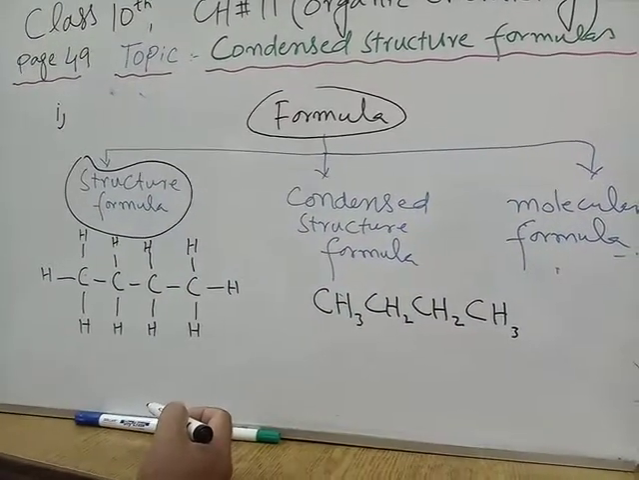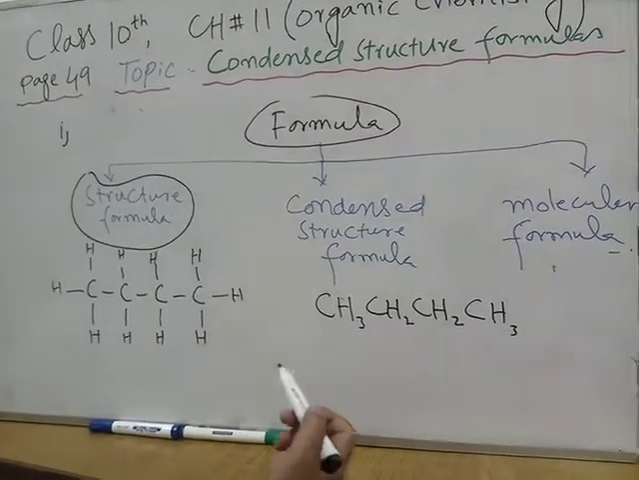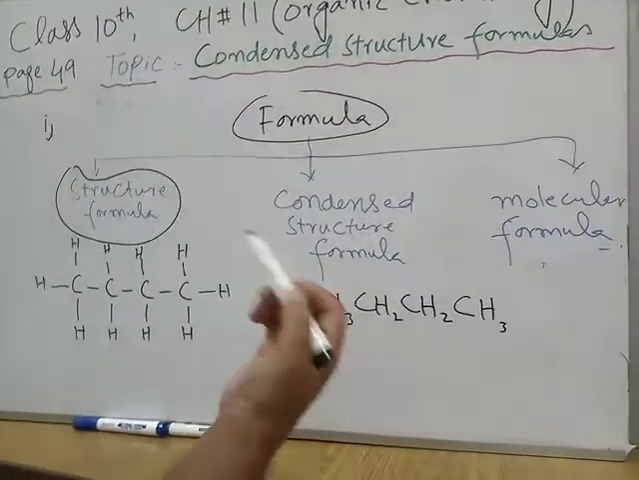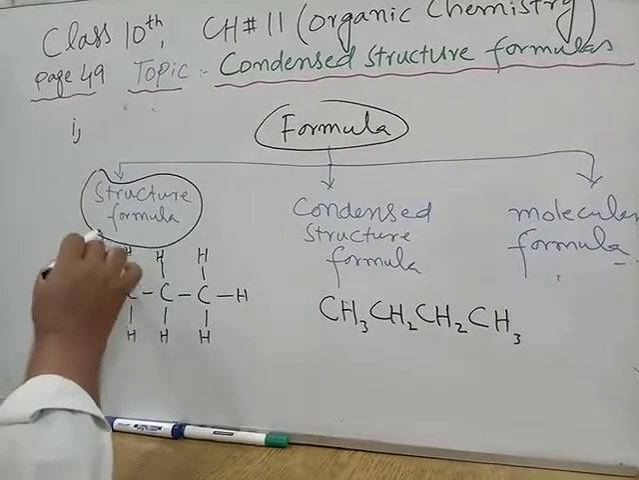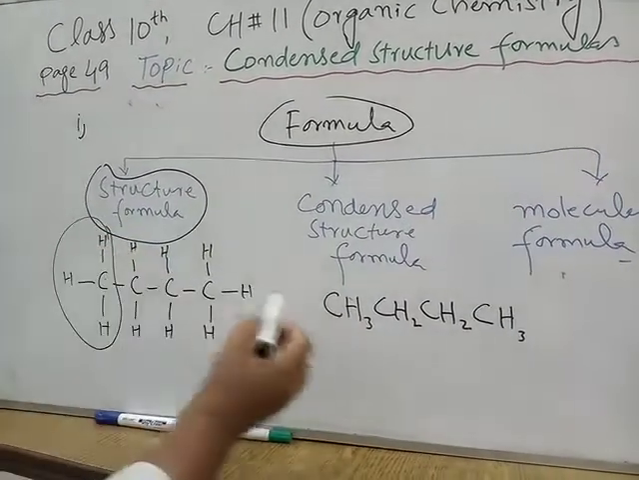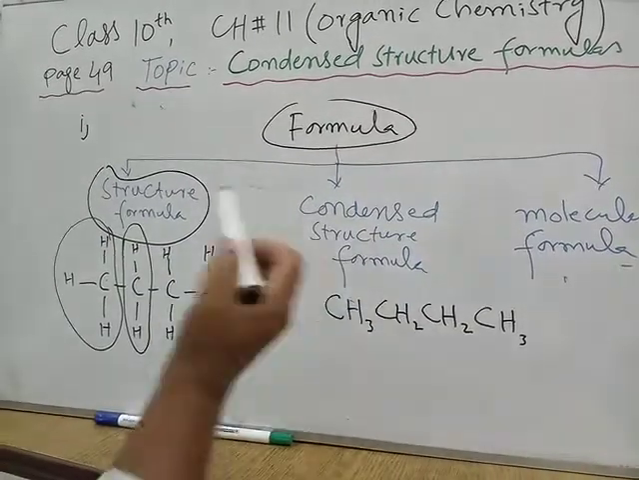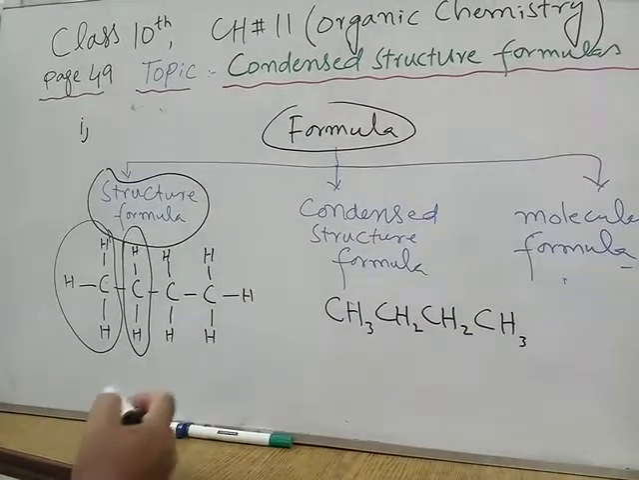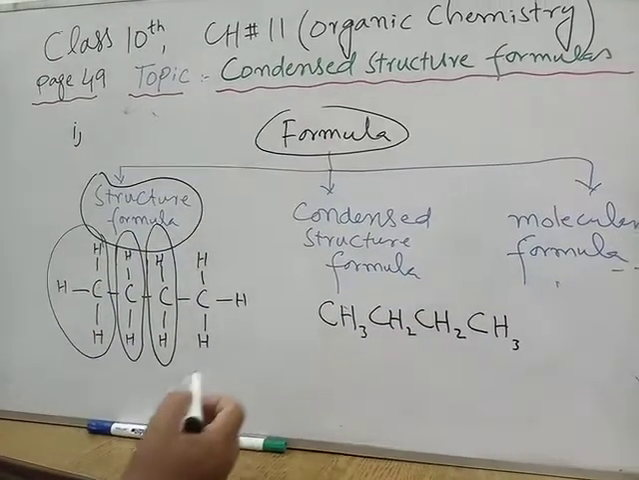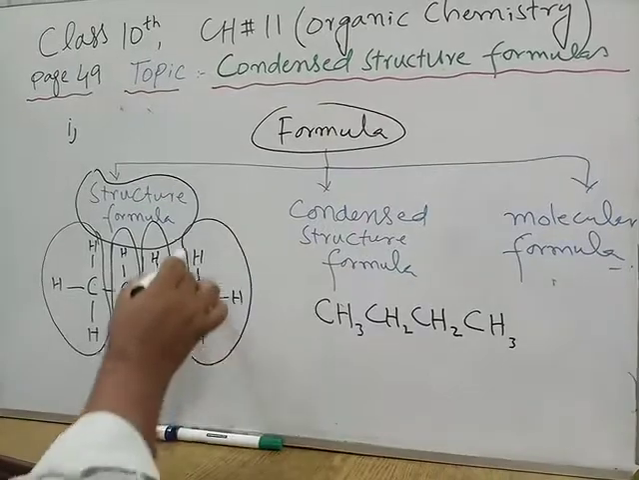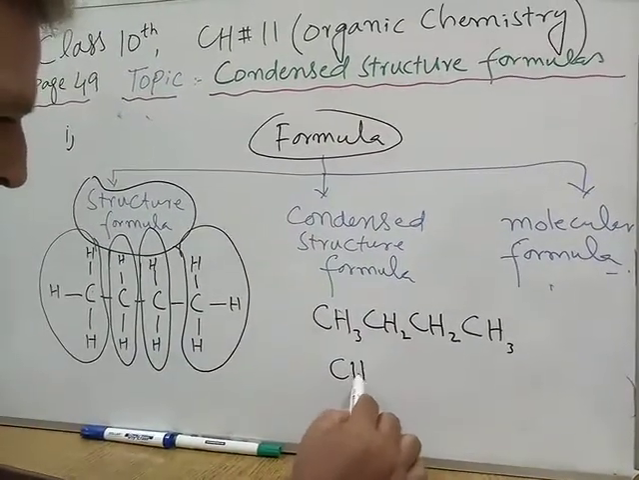Condensed structure formula represents a compound in terms of some abbreviations for groups of atoms. For example, this is a group of atoms. We use the abbreviation CH3. For this group of atoms, I use the term CH2, and for this one another CH2, and finally for this one again CH3. It can also be written like this, CH3.